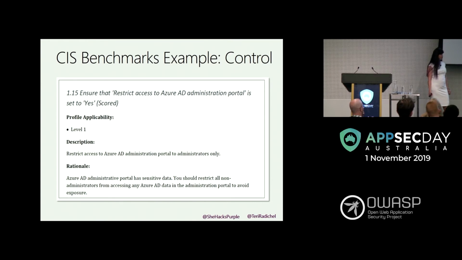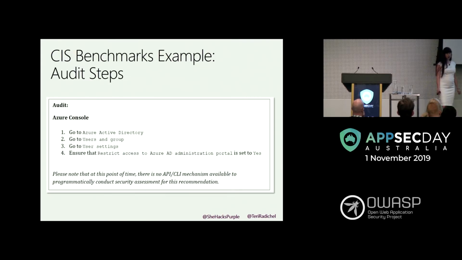And this is where I was mentioning they're pretty specific. In here, you can see: restrict access to Azure AD administration portal to administrators only. It's pretty specific, right? And it tells you why. And then on the next slide is what I was mentioning: it actually gives you steps. You can go in and test. So if you're an auditor doing an assessment, you can actually go in and test. And there are a few automated tools as well that can help you to go in and measure and say yes, no, for the things that you can test in a technical way.